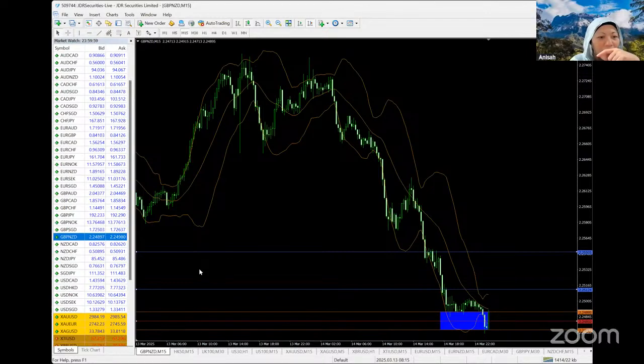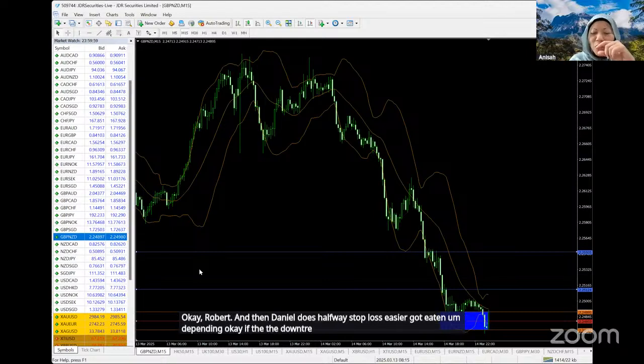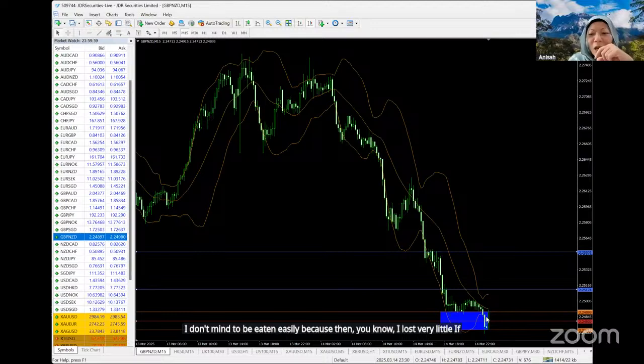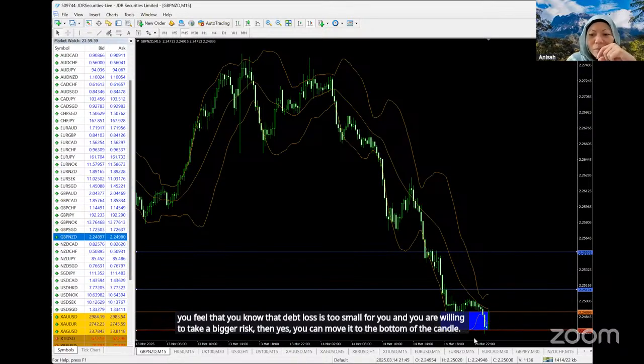Okay, Robert, and then Daniel, does a halfway stop loss get eaten easily? Depending. If the downtrend major trend momentum is strong, it will easily get eaten. I don't mind being eaten easily, because then I lose very little. If you feel that loss is too small for you and you are willing to take a bigger risk, then yes, you can move it to the bottom of the candle.